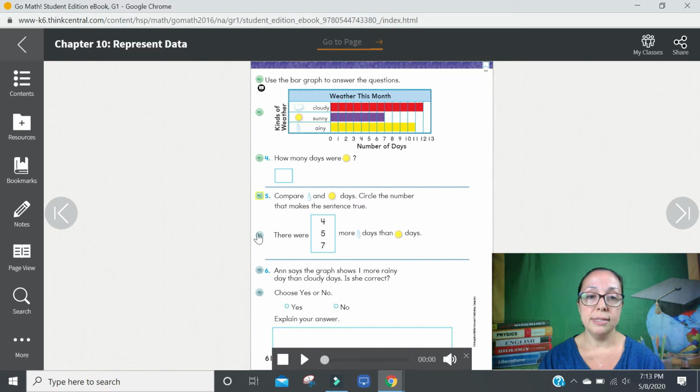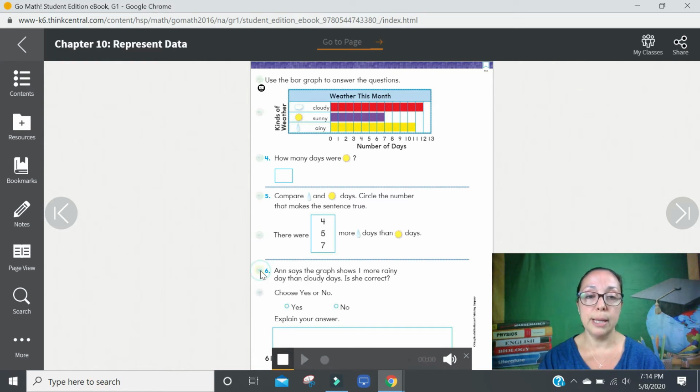And it says, There were 4, 5, 7 more rainy days than sunny days. Okay, dice que habían 4, 5 o 7 más días lluvioso que soleado. So again, we're looking here, estamos mirando esos 2. ¿Cuántos más había lluvioso que soleado? All right, make sure you circle the right number. Ponle círculo al número que es verdad.